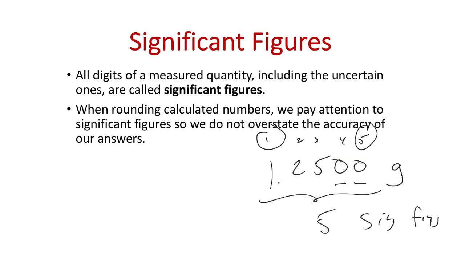Now, you often see, whenever you take a measurement, that the last digit's usually going up and down. On the balance, it's not going to be a perfect 1.2500 forever. You're going to see it going 1.2499, 1.2501, going up and down a little bit. And that's because this is our uncertain digit.